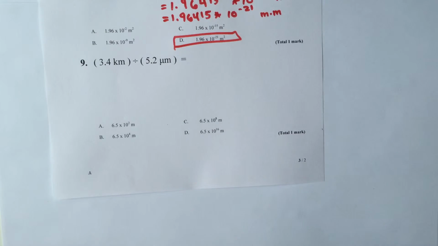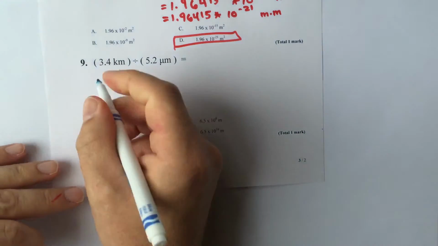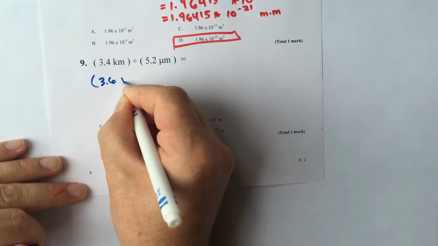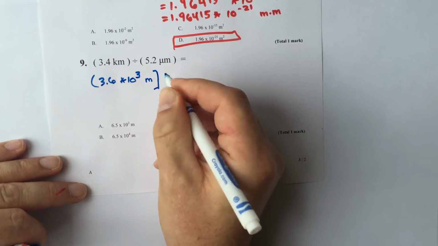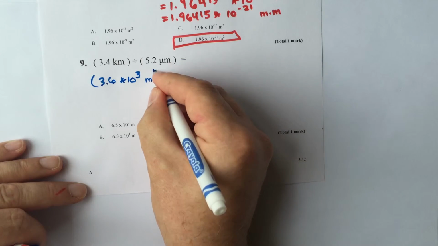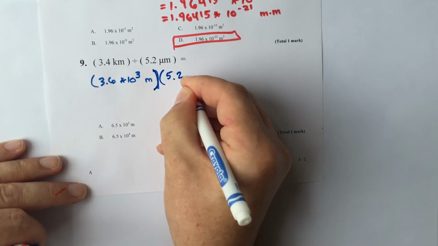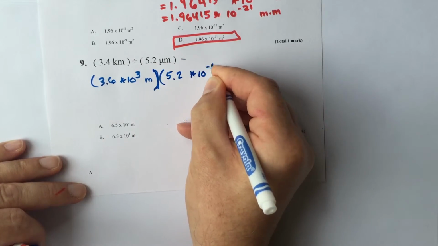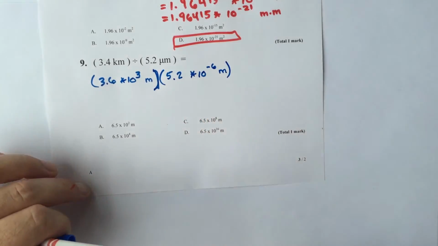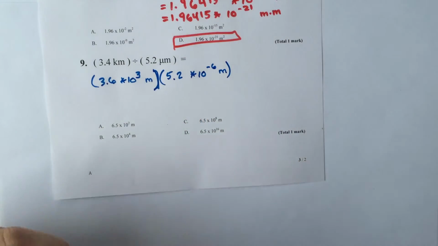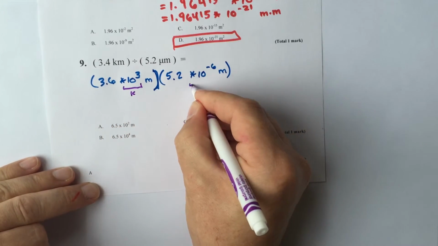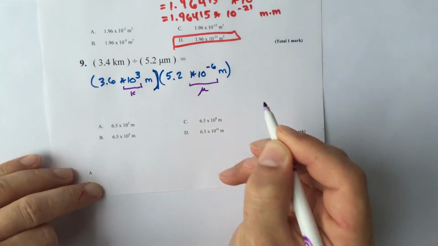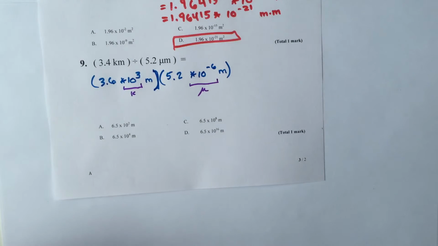Kilo is times 10 to the 3rd. Micro is times 10 to the negative 6, so we could represent this as 3.6 times 10 to the 3rd meters times, oh, that's goofy, 5.2 times 10 to the negative 6 meters. That's just, again, saying that this is what kilo stands for. This is what micro stands for. All right.